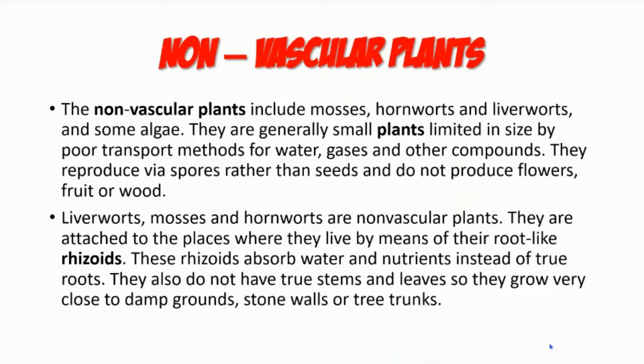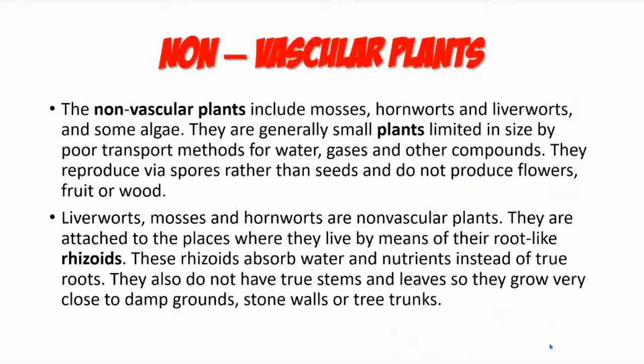They are generally small plants, limited in size by poor transport methods of water, gases, and other compounds. They reproduce via spores rather than seeds and do not produce flowers, fruit, or wood. Liverworts, mosses, and hornworts are non-vascular plants. They are attached to the places where they live by means of their root-like rhizoids. No? These rhizoids absorb water and nutrients instead of roots.